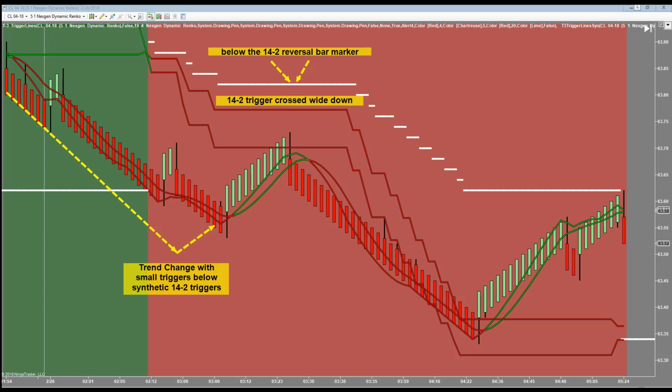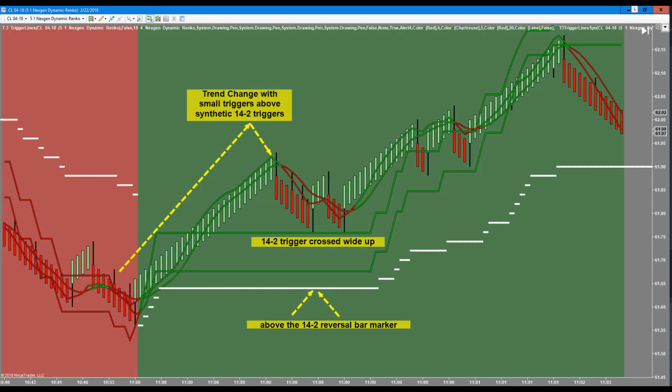The first thing we're going to do is define trend, and make sure we can define high probability trends. In the following picture, you see a trend change from green to red background color. You see the wide 14.2 triggers cross to the downside, and price stays below the 14.2 reversal bar marker. It's a very perfect look for a short trend trade.